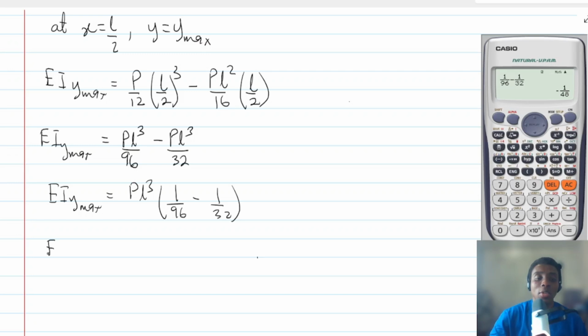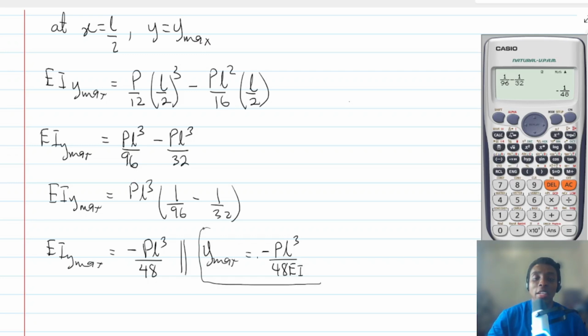So it means that you are going to get the final answer, EI y max, as minus PL cube over 48. Making y max the subject, y max is minus PL cube divided by 48 EI. And this expression that we have gotten here is very, very important. It means that whenever I have a simply supported beam with a load at the center, the maximum deflection is given by minus PL cube over 48 EI.